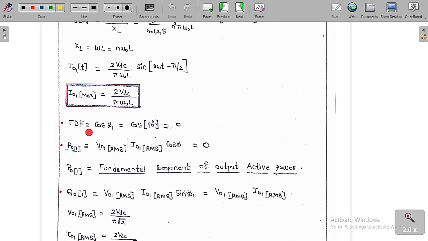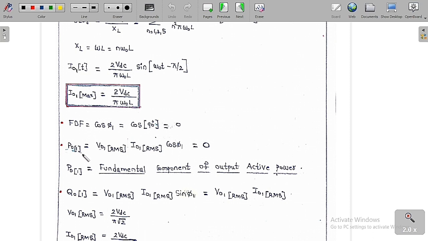Now the fundamental displacement factor. It is the phase angle between the fundamental output voltage and the fundamental output current. The fundamental output voltage expression is very simple: substituting n is equal to 1, we get 2 VDC by pi into sine omega naught t. Whereas for the fundamental output current, substituting n is equal to 1, we get 2 VDC by pi omega naught L into sine of omega naught t minus pi by 2. So the phase angle between them is only pi by 2. So cos of pi by 2, that is cos of 90, is equal to 0. So this is the fundamental displacement factor, which is equal to 0.